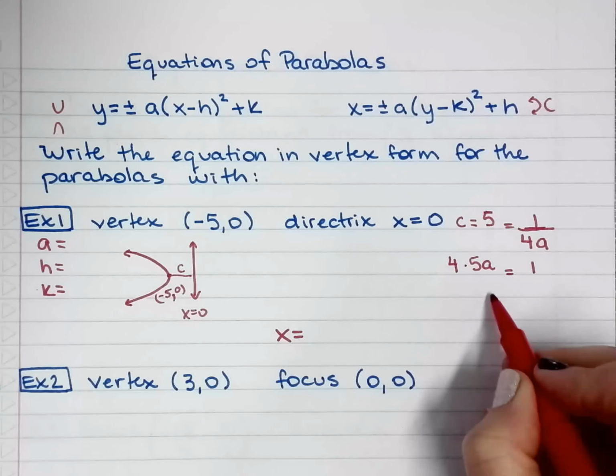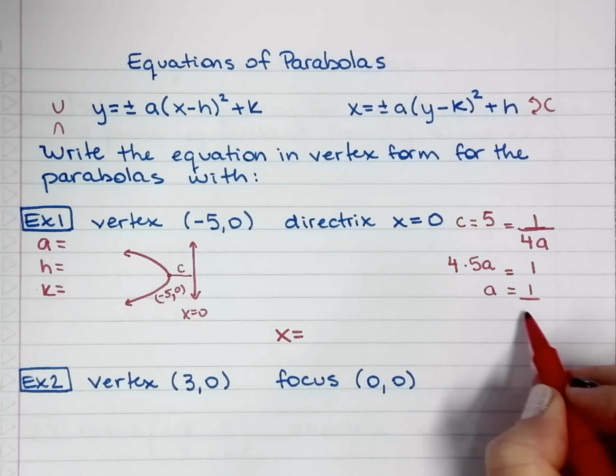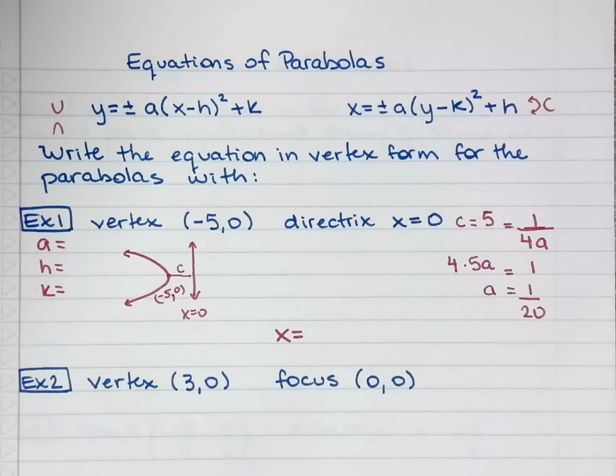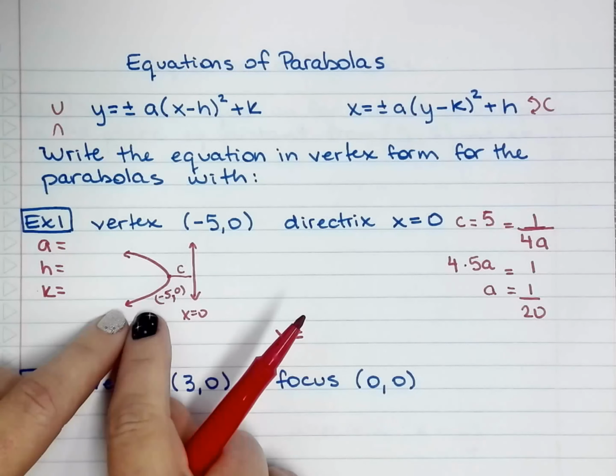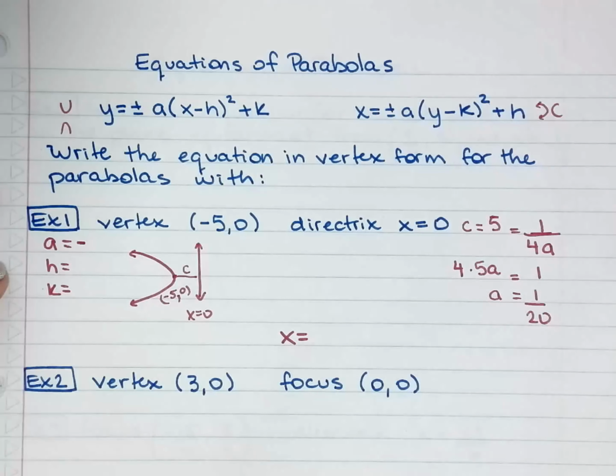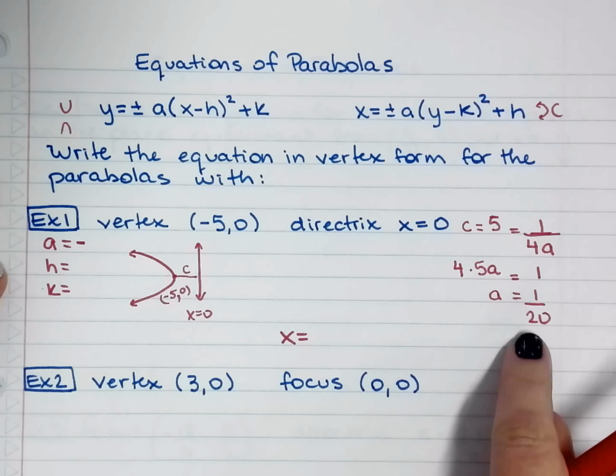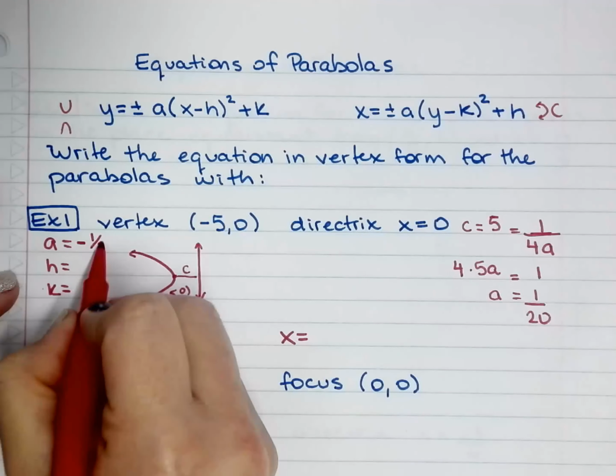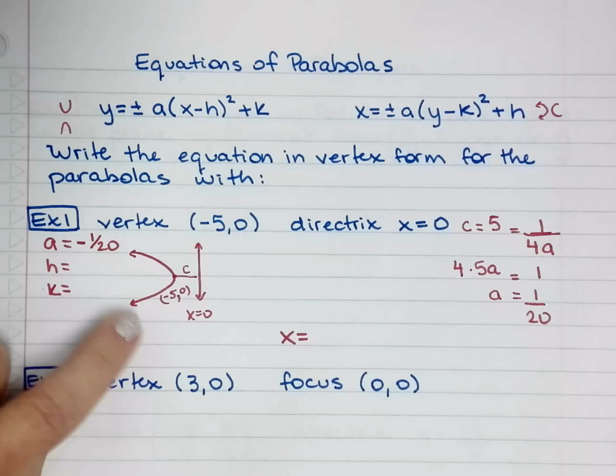4 times 5 is 20. Divide both sides by 20. I have A equals 1/20. And as soon as I drew this parabola opening left, I know A is negative. And I already went through the trouble. I found A is 1/20. So 1/20, and it is negative because it's opening left.